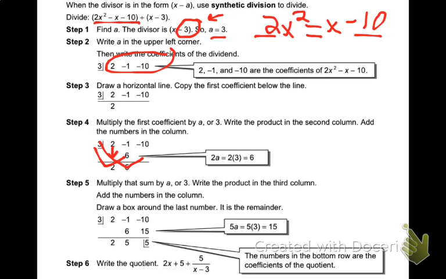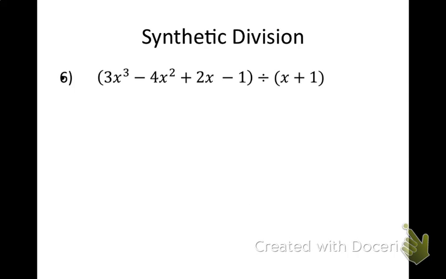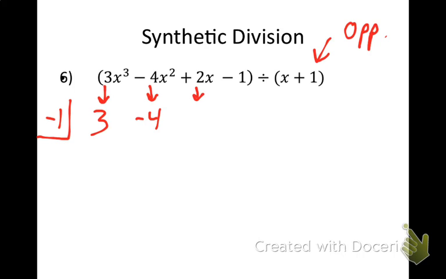I'll show you with the first one. Again, if you want to just use long division, do long division on this and see if you get the same answer. But I'll show you how to do this. So we're dividing by x plus 1, so I want to think opposite here. Inside the box, I'm going to put a negative 1. From there, I'm going to bring down my coefficients: 3, negative 4, 2, and negative 1.